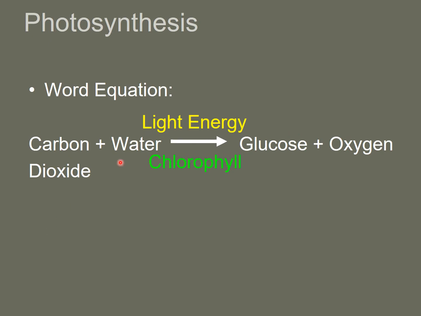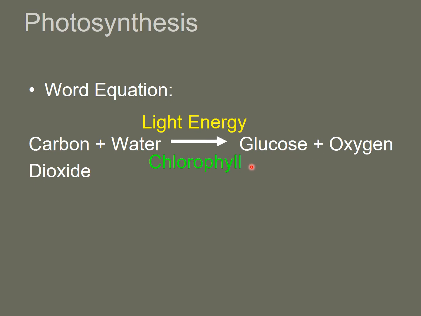Hopefully you've remembered the word equation for photosynthesis. We have our reactants over here, which are of course carbon dioxide and water. Then we've got our arrow representing that a reaction has happened. And we have our products over here, which are glucose and oxygen.